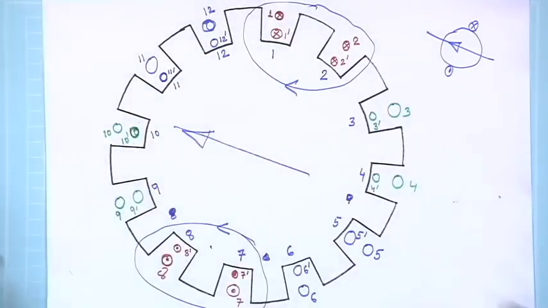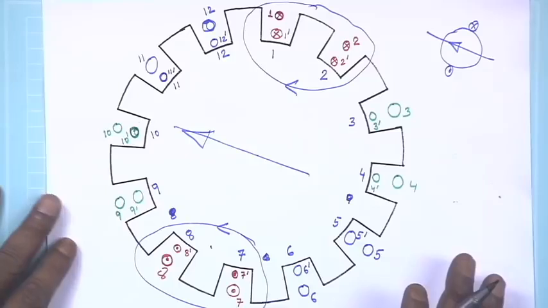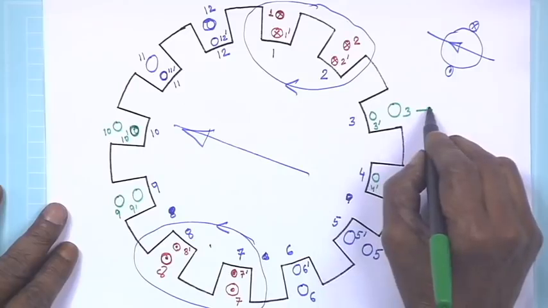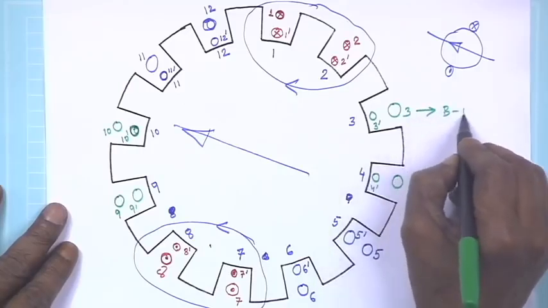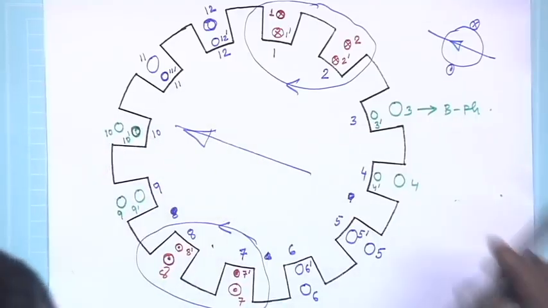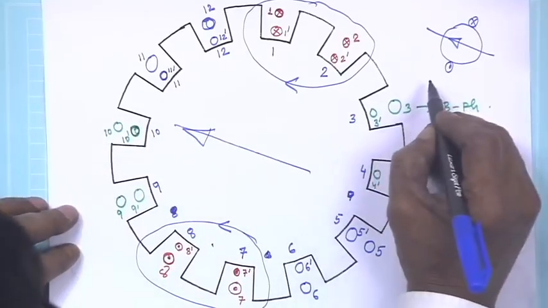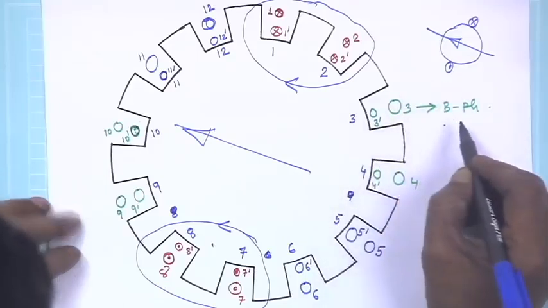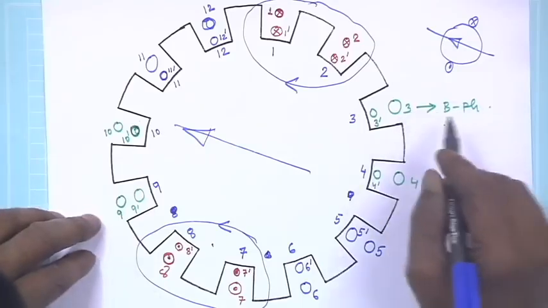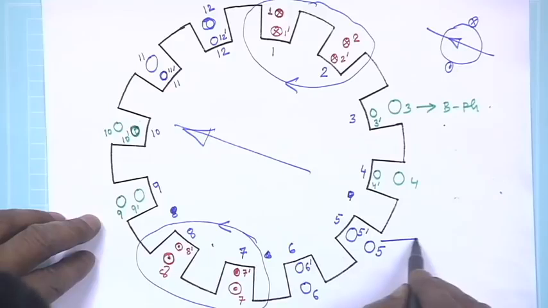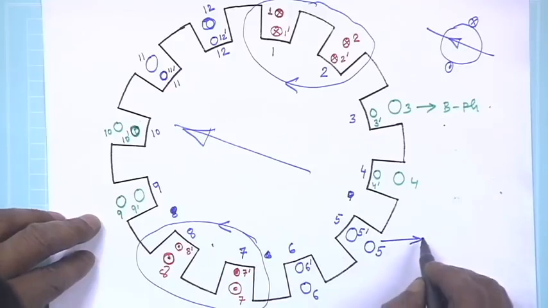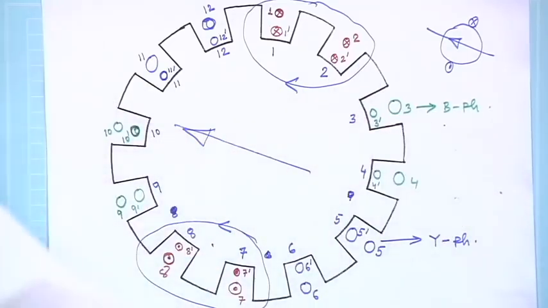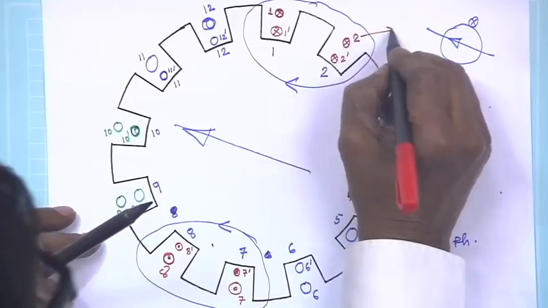And you see everything is fine. Now, the winding is complete. Therefore, you see as I was telling you, this green color is the B phase, the blue color I have taken is your Y phase, and the red color is the red phase.